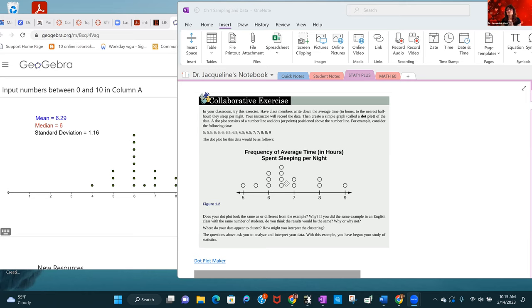But in general, do we think English students get more sleep or less sleep than students who are in a math class? That's kind of what we're looking at. And again, I could make an argument for either case. I could speculate that students in math class are going to sleep less per night. My reasoning is that so many students are stressed about math.